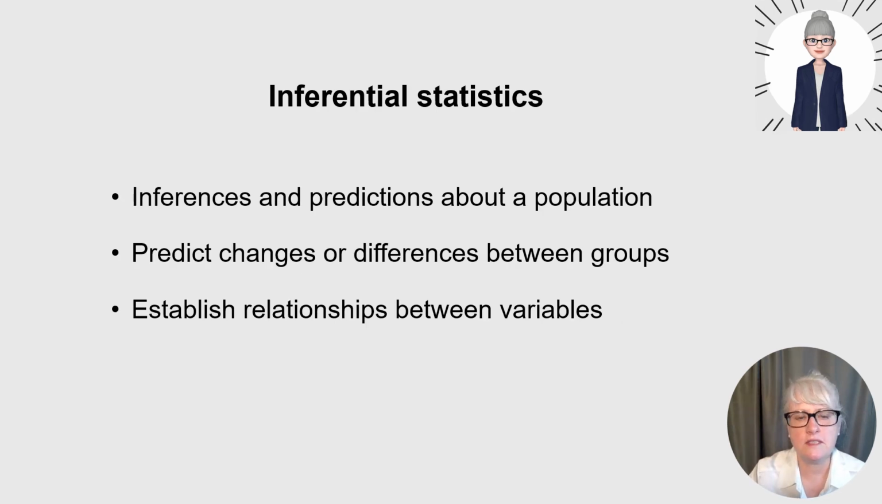In comparison to descriptive statistics, with inferential statistics you can make generalizations. You can make inferences and predictions about a population, for example. Inferential statistics help to predict changes or differences between groups and establish relationships between variables. So it's important to be clear when you appraise a quantitative paper what type of statistics are being presented in their results. In the open access paper, study researchers describe the numerical data.